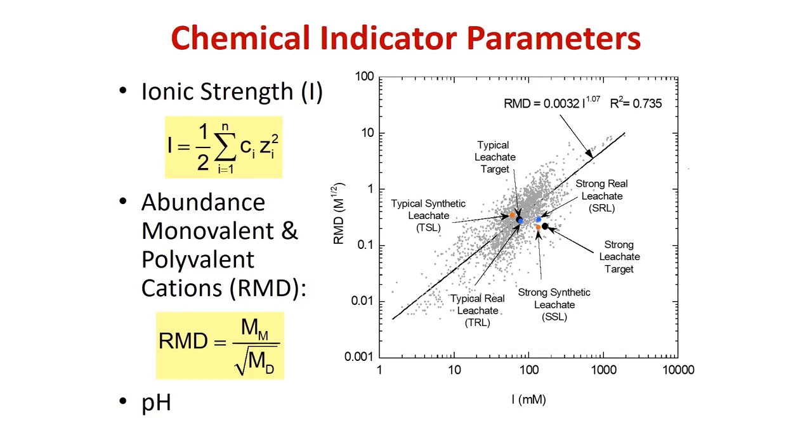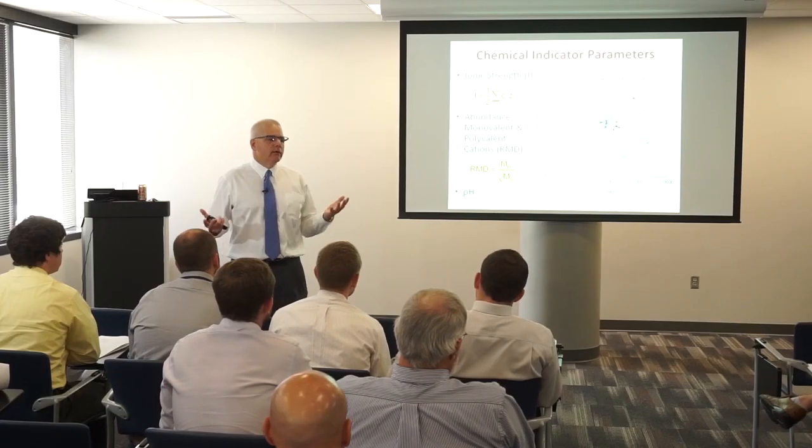And we've distilled this down to a couple of simple parameters that you can look at. One that we call ionic strength. It's like an aggregate measure of concentration. Leachates aren't one solution, or one constituent. They're not sodium and chloride. They're a whole potpourri of things.